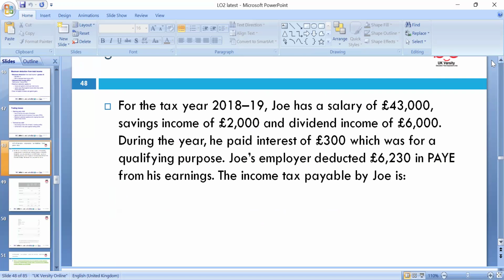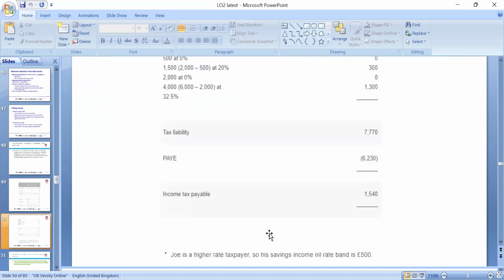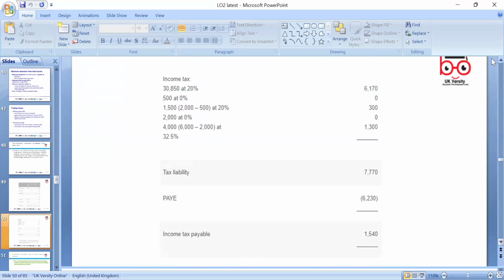For qualifying purposes, the employer deducts and pays, so we can calculate. So total employment income, savings income, dividend income, total income, interest paid we deduct, and then we look at the personal allowance. The year was 2019. Now we have 12,570. So please make sure you calculate according to the latest rate. Only the rates will change.